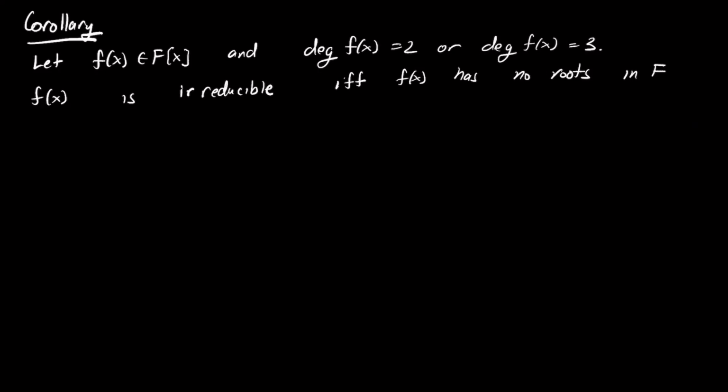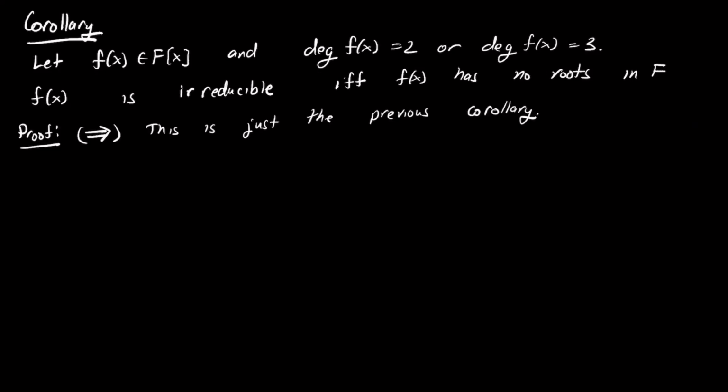We'll say that f of x is irreducible if and only if f of x has no roots in F. This is pretty powerful, because if I want to show that a polynomial is irreducible, and I know the polynomial only has degree 2 or 3, then all I have to do is rule out the fact that f of x has roots. Okay, so let's prove this.